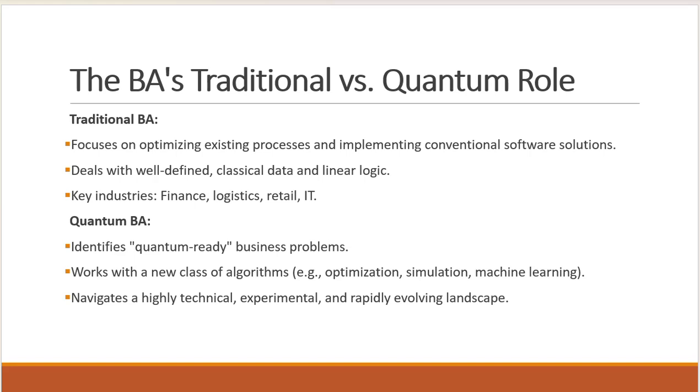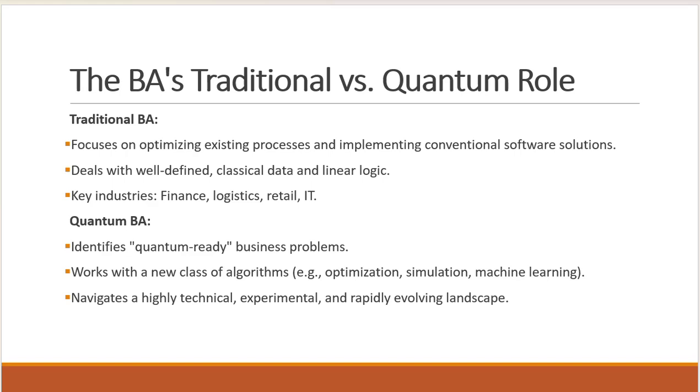So, the traditional business analyst will focus on optimizing the existing process and implementing conventional software solutions. He works on the existing process, what the process looks like, and deals with well-defined classical data and linear logic. The traditional BA mostly works in finance, logistics, retail, and IT organizations to grow their business and to develop software for classical computers.